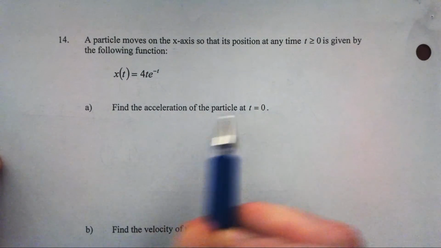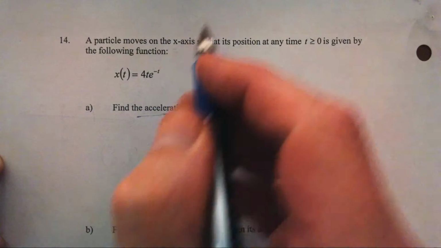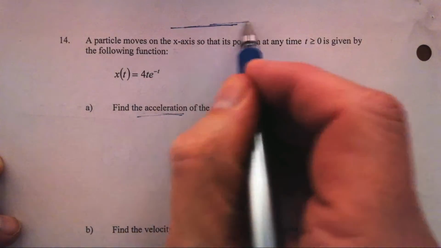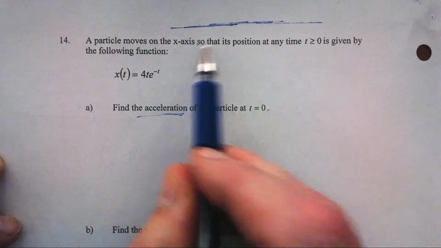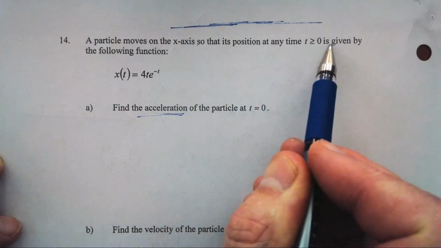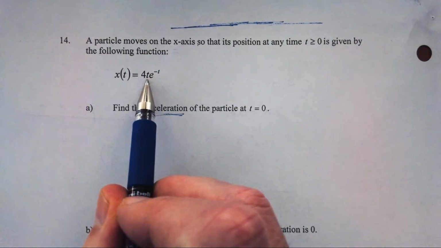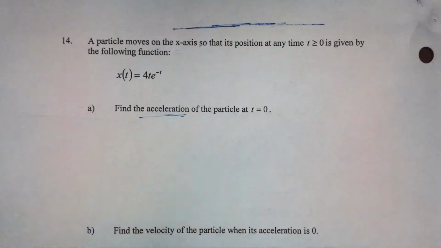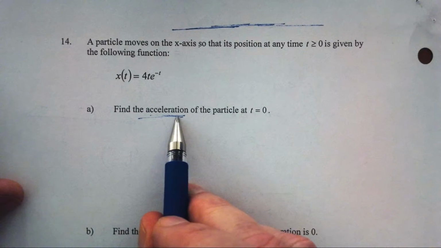Find the acceleration. Well, the particle moves along the x-axis, so it can move right, left, change directions, whatever, but it's always moving right and left, so that its position at any time t greater than or equal to 0 is given by the following function. X of t is 4t e to the negative t. That's negative t. I've looked at it a number of times and thought it was just negative 1. So acceleration is the what?